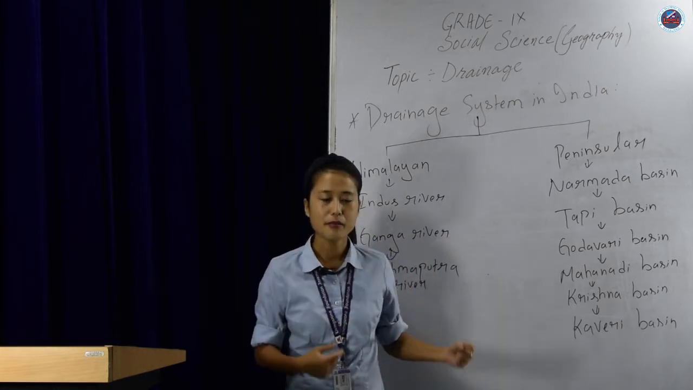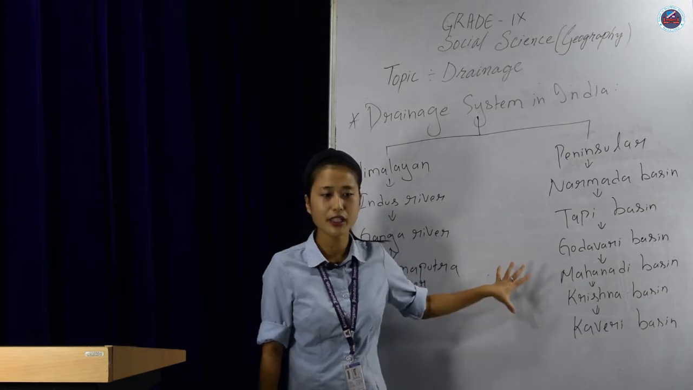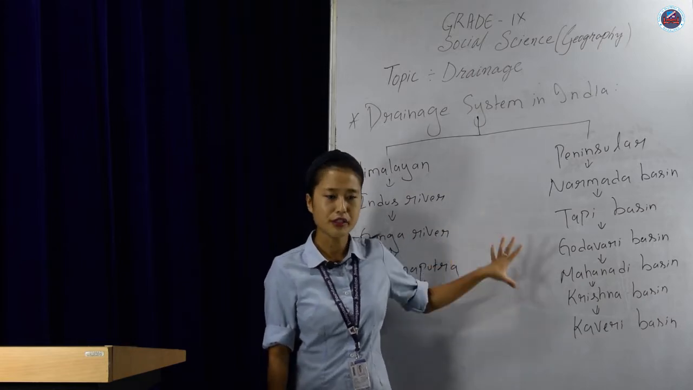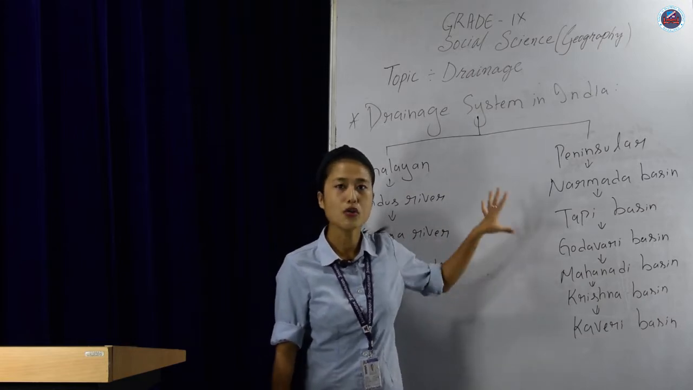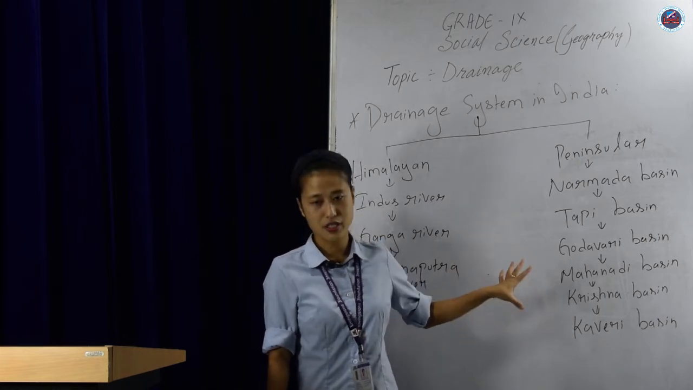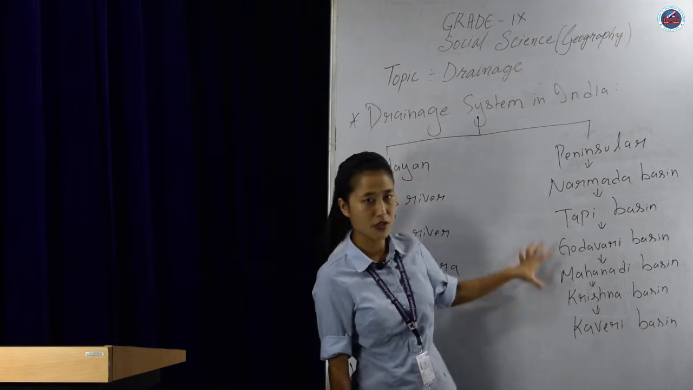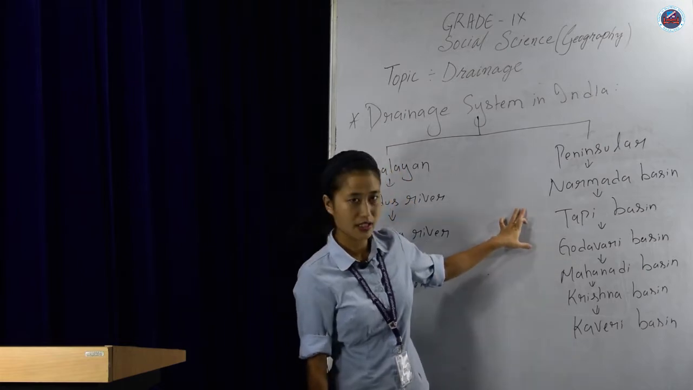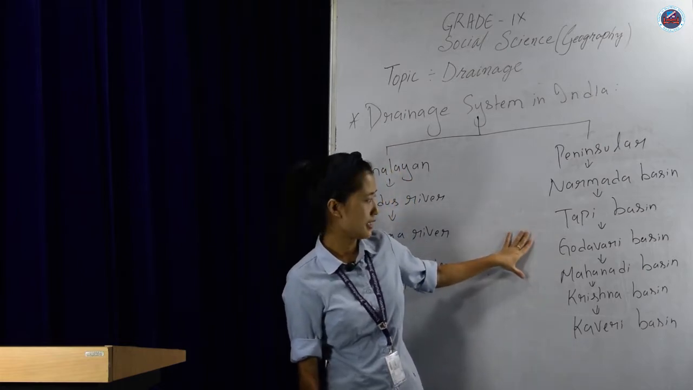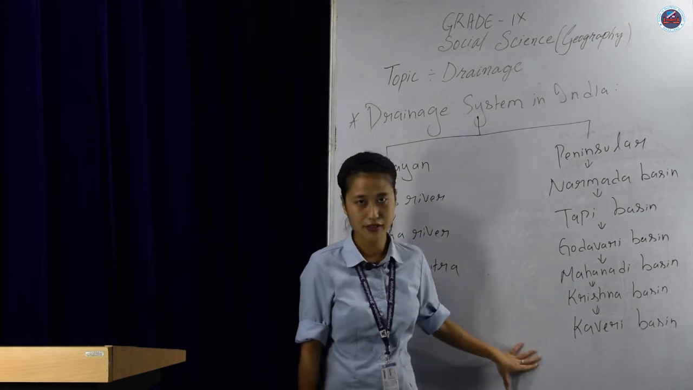Now, Narmada and Tapi. In the peninsular, Narmada and Tapi are the only long rivers which flow west and make estuaries. Some of the river basins that we will see in the peninsular are Narmada Basin, Tapi Basin, Godavari, Mahanadi, Krishna, and Kaveri basins.